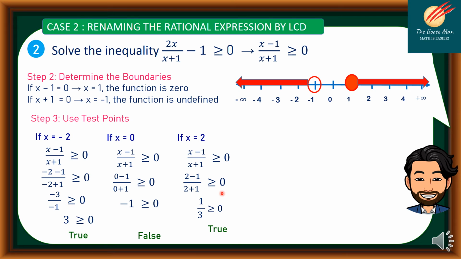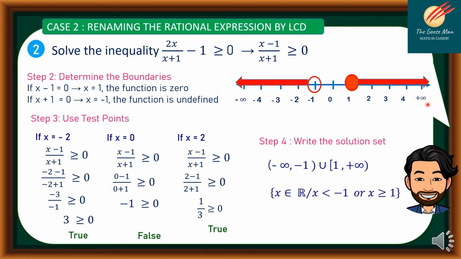Take note that I can include 1 here. So in my solution set, I can say from negative infinity until negative 1, with open and close parentheses, union, and I use a bracket because I'll include 1, until positive infinity. Or I can use set notation such that x is an element of the real numbers such that x is less than negative 1 or x is greater than or equal to positive 1.